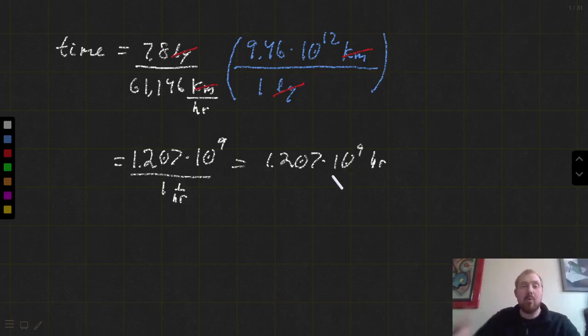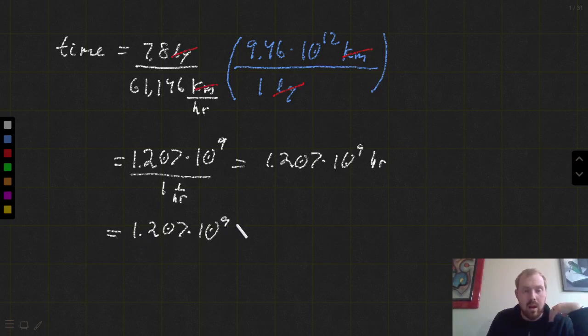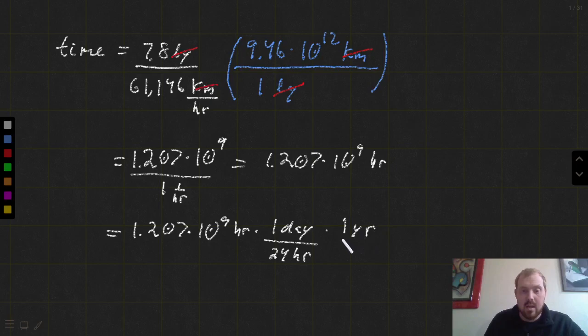All right. But the question asked us for years. So we need to convert these hours into years. So let's do that next step. 1.207 billion hours, 10 to the 9th hours. And we can say, hey, there is 1 day in 24 hours. And we can say there is 1 year in 365.25 days. Once again, look at the units. Hour cancels hours. Day cancels with day. We'll be left with years.